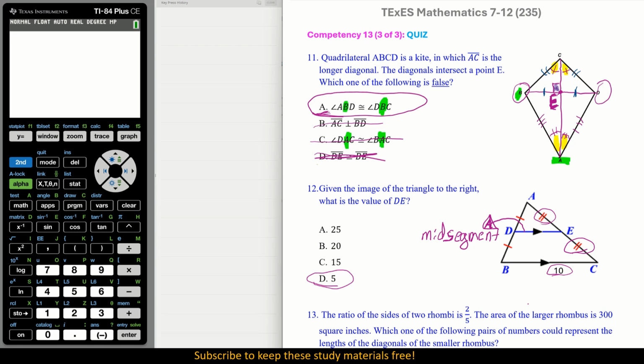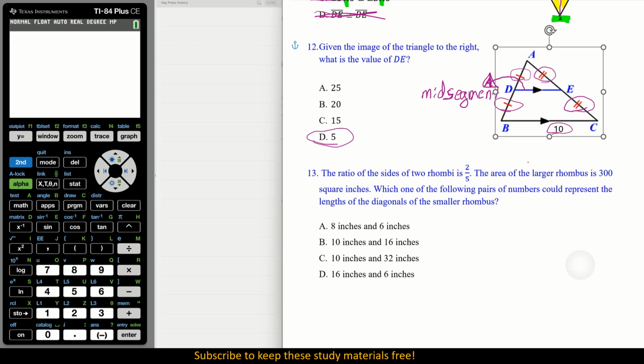But you must have this congruency here with the sides. That has to happen. If they tell you it's a mid segment, then you can go with that premise. If they don't tell you, like in this problem, then you have to look for the marks. That's just part of our Euclidean geometry. All right, let's move on to number 13.